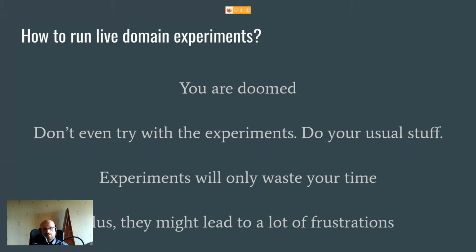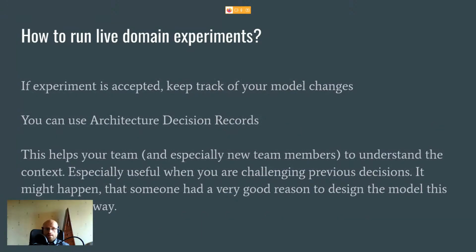Since there is no cooperation, if you got no team which can actually support you in running experiments and with which you can share your knowledge, then it's just a waste of time and might lead to a lot of frustrations. So to sum it up, if an experiment is accepted, you should keep track of your model changes. For that, you can use, for example, architecture decision records. You can save them in some Markdown file. You can use some tools to generate them.